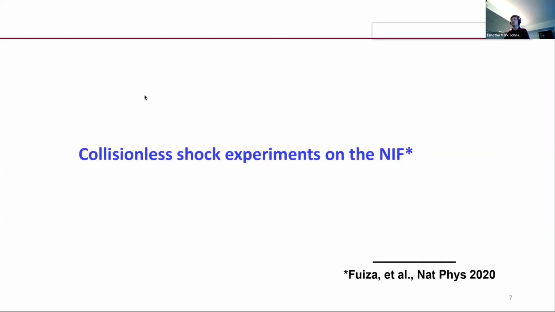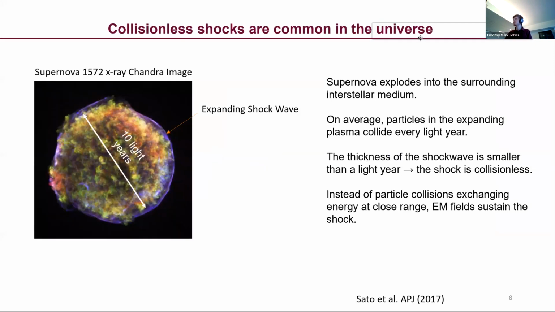Okay, so now we'll change gears and talk about the first example of a lab astro experiment. And this is going to be collisionless shock experiments on the NIF. So collisionless shocks are very common in the universe. An example of one is shown on the left-hand side. We see the supernova remnant of supernova 1572, and this is an X-ray image.